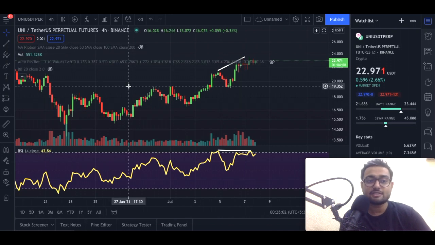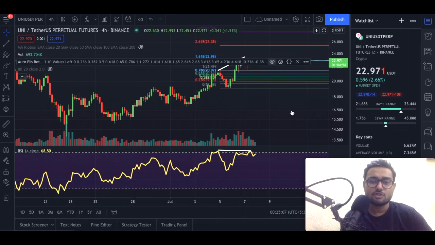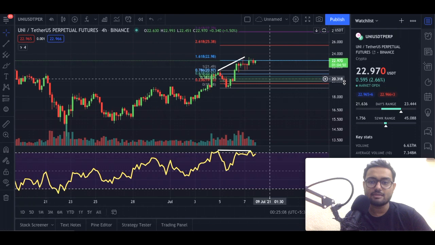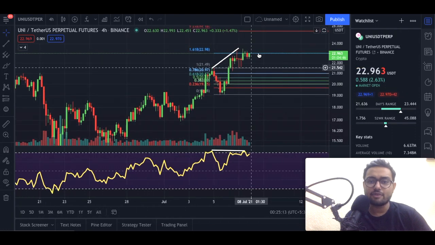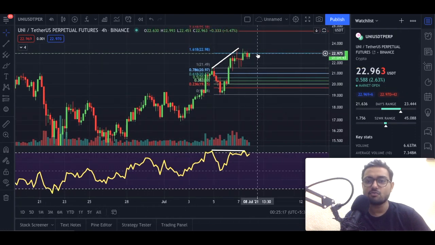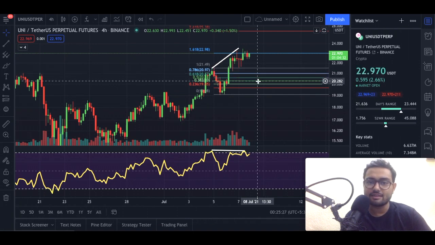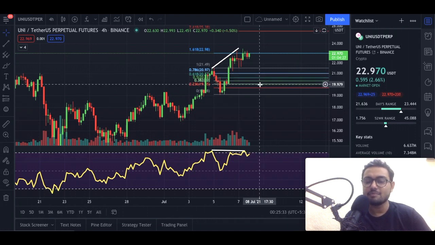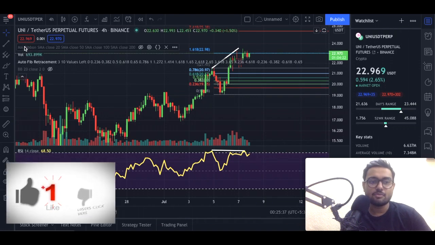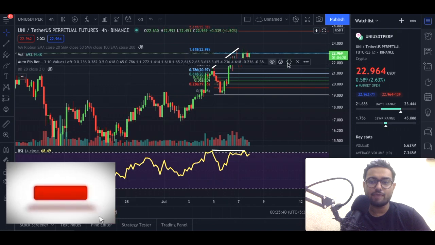Now, in order to understand the different levels of supports and resistances, let's pull out the fib retracement first. On the fib retracement, we can see a strong resistance at 22.98, which is the 161.8 Fibonacci level. If we go down, then of course 21.49 is a strong support, going below which the next level of support is right down at about $19.9.